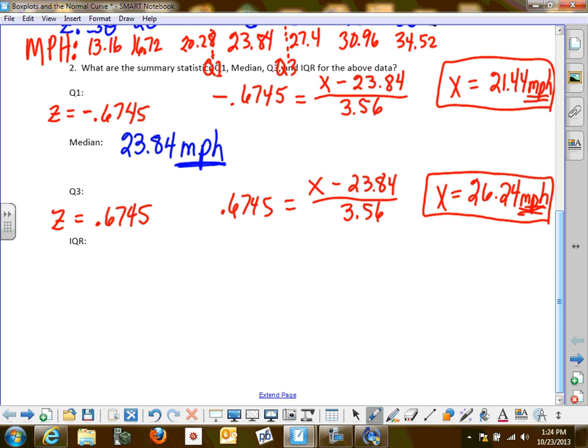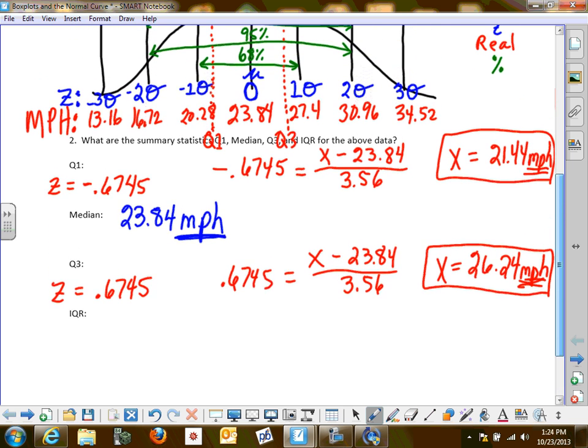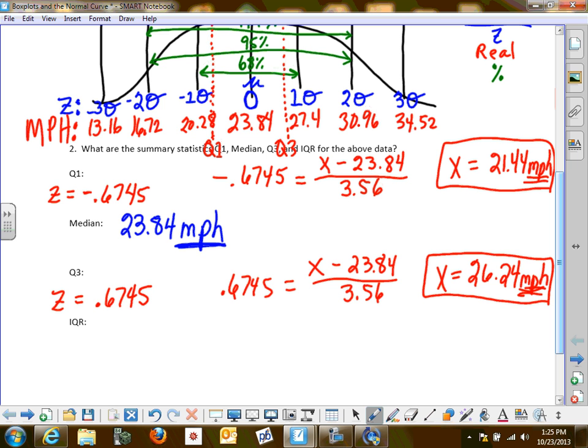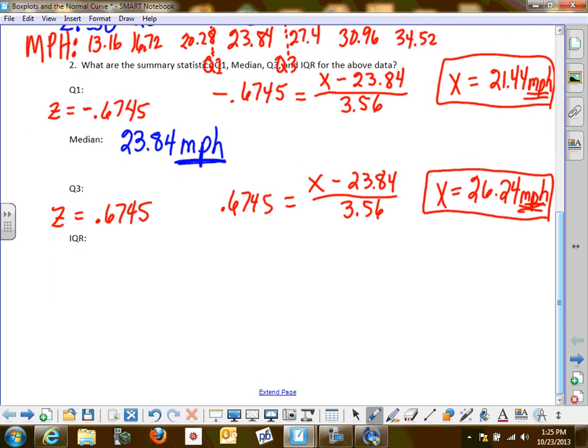Forget your labels. So there is our Q3, 26.24, there is your Q1, 21.44. Looks like that could coincide right there with where I did that line. Yeah. And so our final goal for today is to find the IQR. What's the miles per hour span for that middle 50% of data? So how am I doing that? Yeah, take your Q3, subtract your Q1.